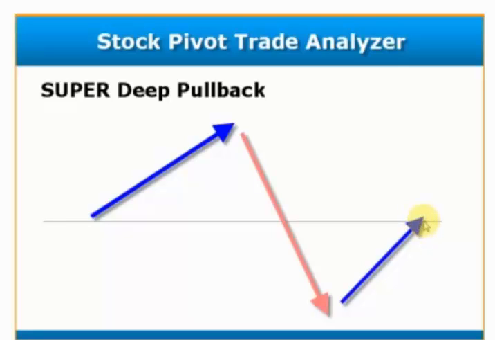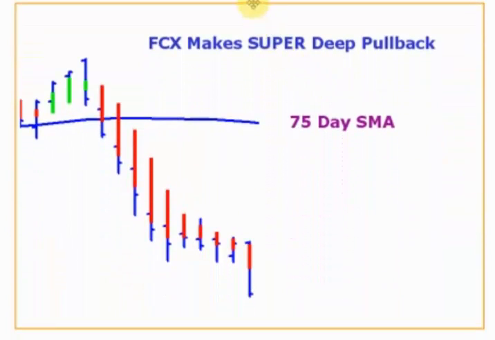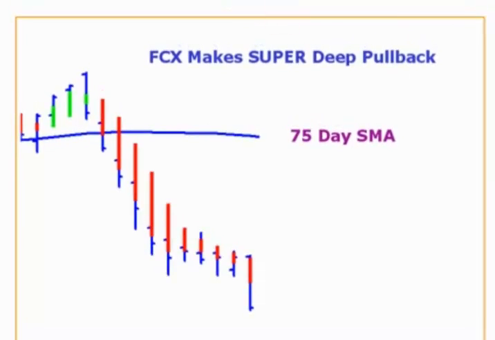Now, once it gets back to the 75, all bets are off. We don't know if it's going to continue to the downside or it's going to try to recover and get back up above it. We don't care because the move is just this move back to the 75. Okay? So let's take a look at a couple examples of a super deep pullback.